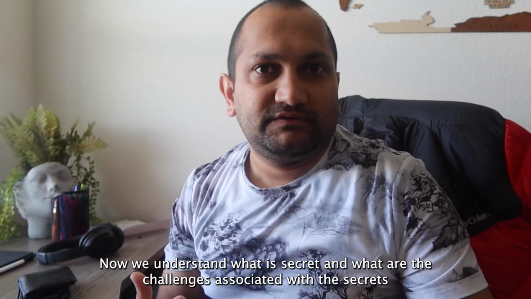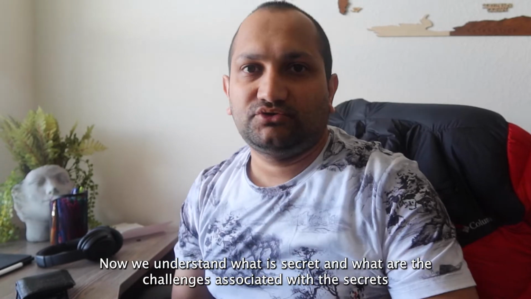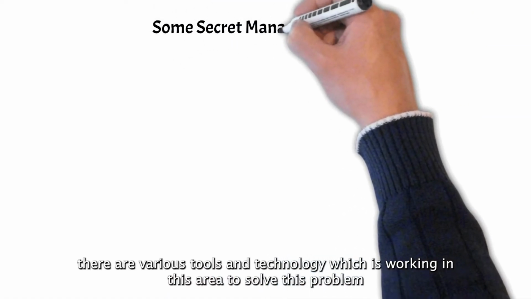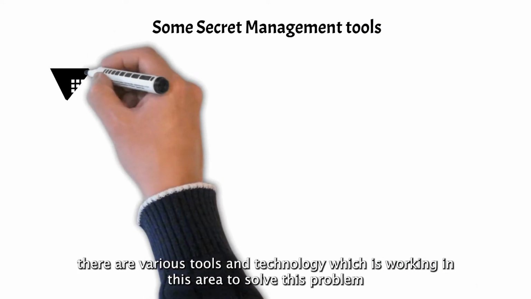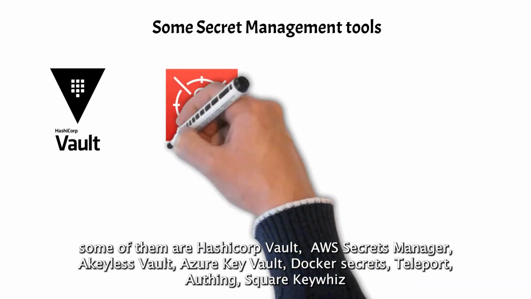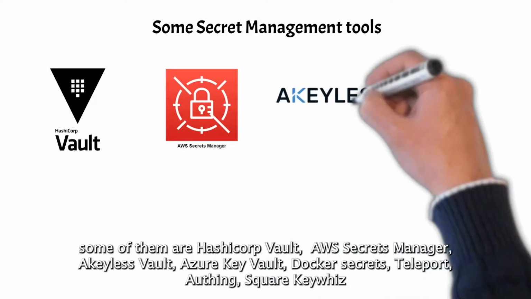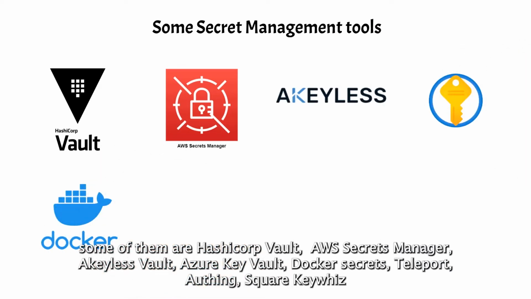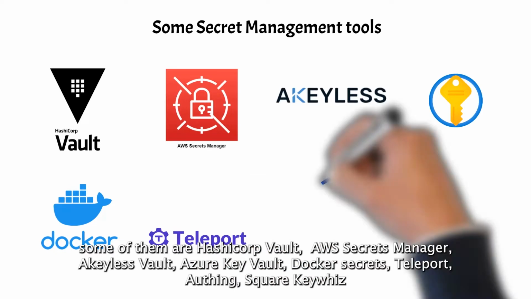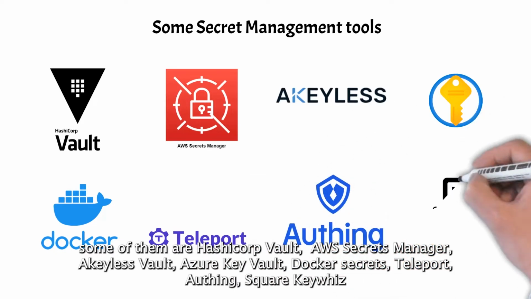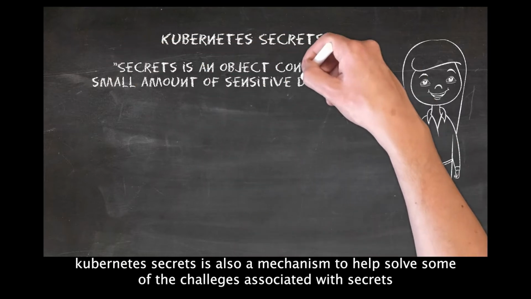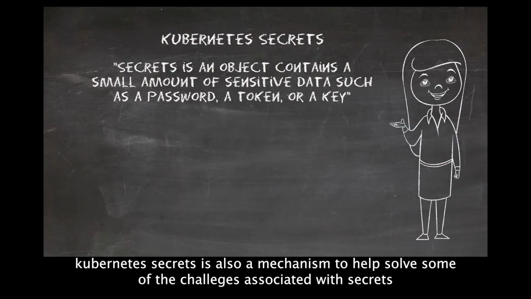Now we understand what secrets are and what challenges are associated with them. The question is how we can resolve it. There are various tools and technologies working in this area to solve this problem. Some of them are HashiCorp Vault, AWS Secrets Manager, Akeyless Vault, Azure Key Vault, Docker Secrets, Teleport, Authing, Scoring, Keywise, and others. Kubernetes secret is also a mechanism to help solve some of the challenges associated with secrets.